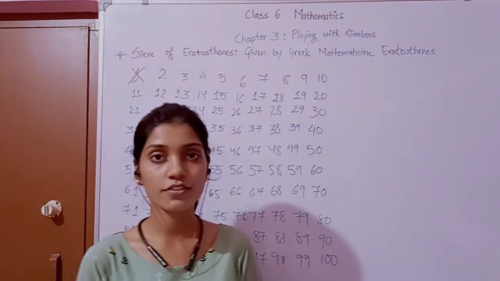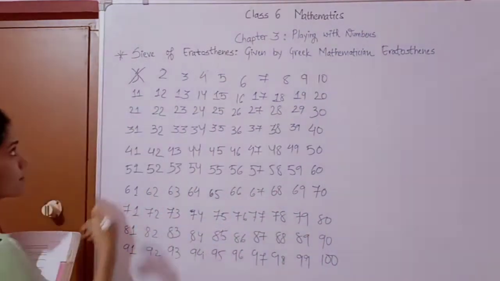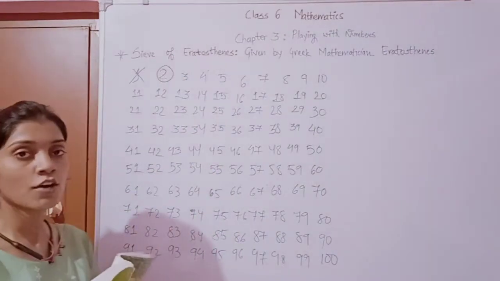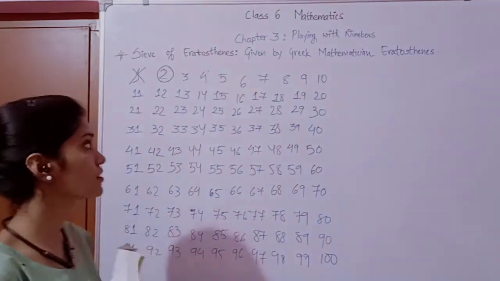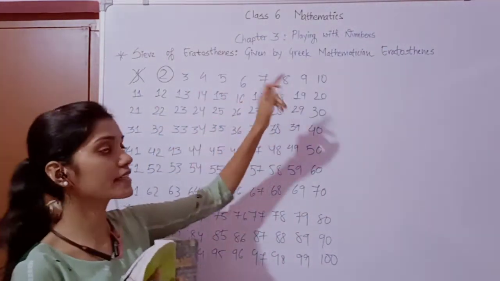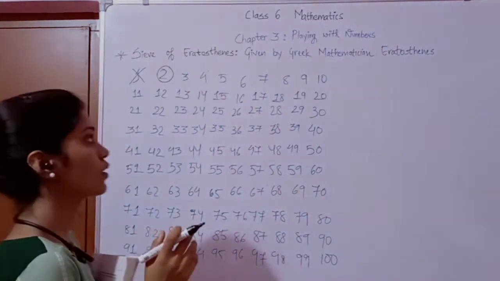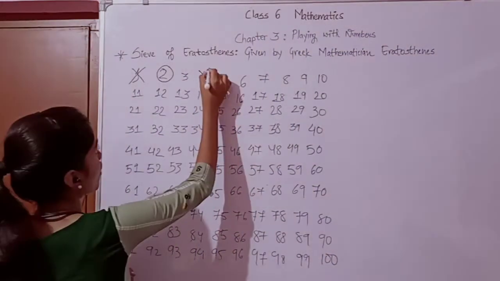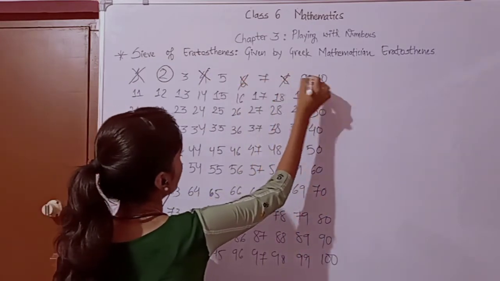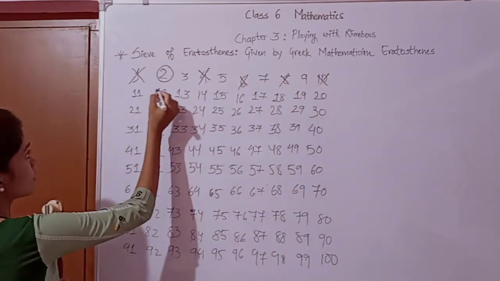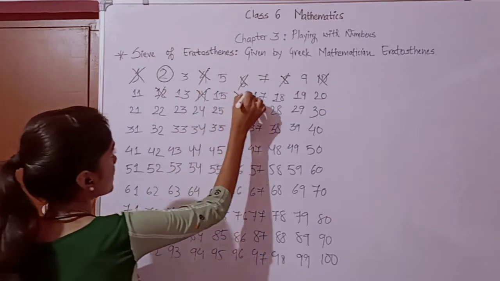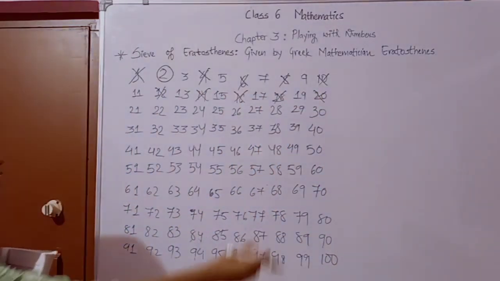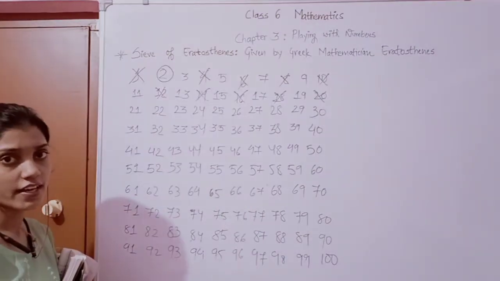Now second, what do we have to do? We have to encircle the number 2, so we will encircle it. After that, we have to cut all the multiples of 2, that is 4, 6, 8 and so on. So let's do it. Which are the multiples of 2? They are 4, 6, 8, then 10, 12, 14, 16, 18, 20. Now tell me, are there any other multiples of 2?